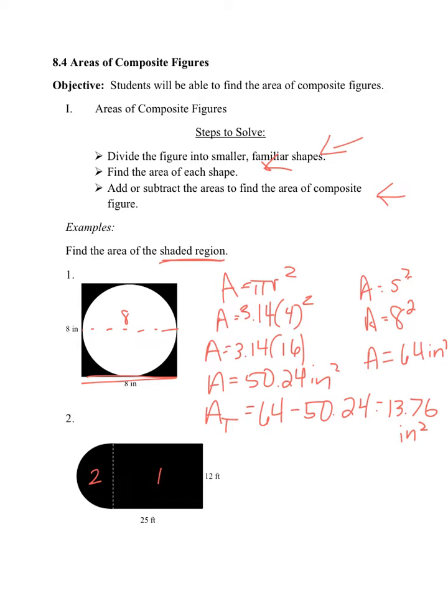In number 2, you have these two figures, so one here and one here. You'll notice that you have a rectangle and you have a semicircle. This time the whole entire thing is shaded, so you're going to add it all together. So I'll do the area of the rectangle first, so the area of part 1, which is 12 times 25. Because it is a rectangle, it's length times width. So the area of this one is going to be 300 feet squared.